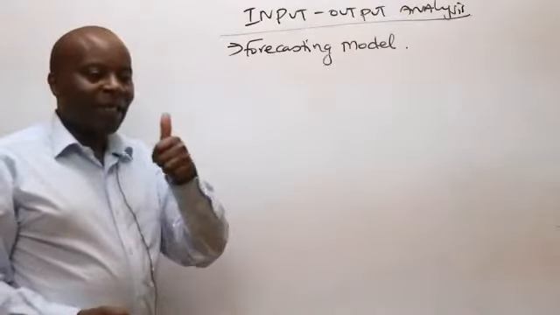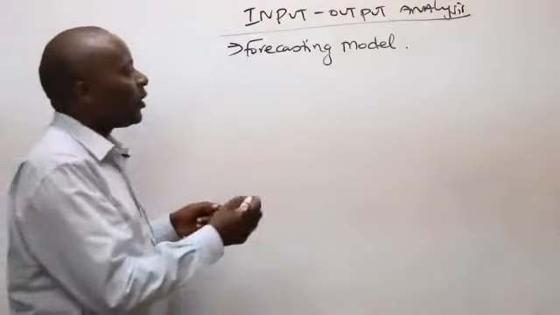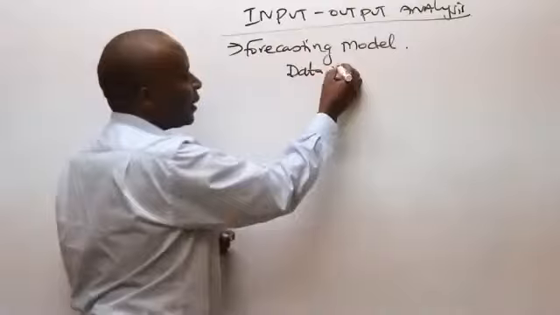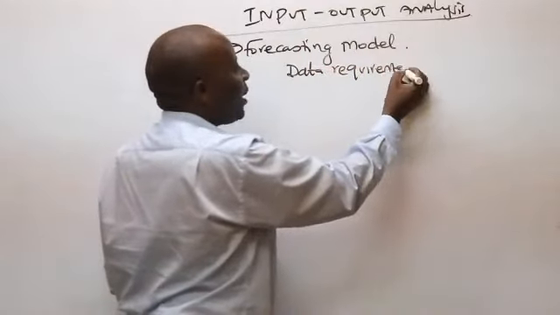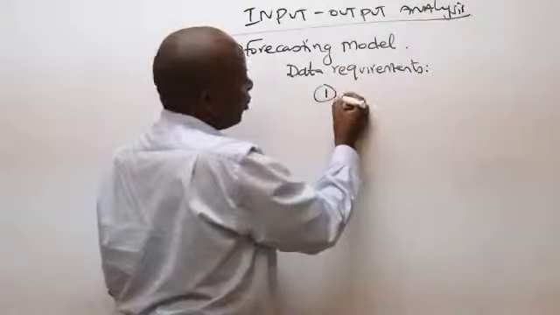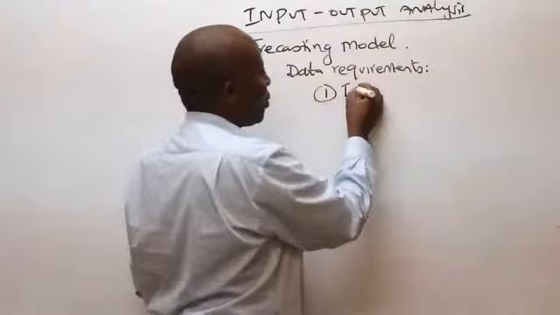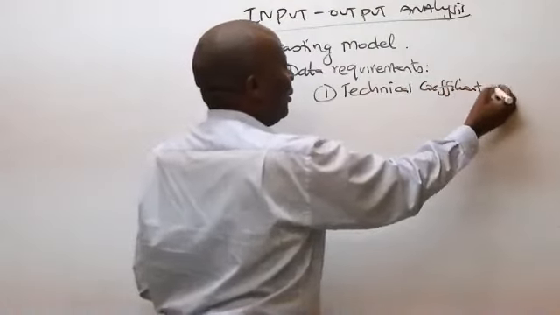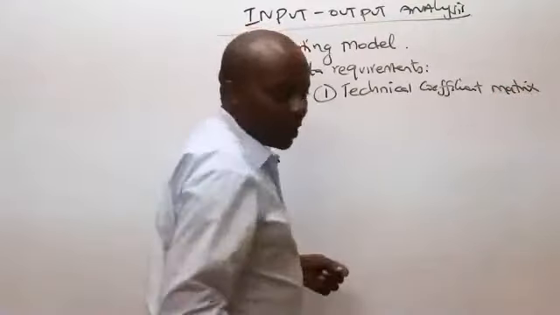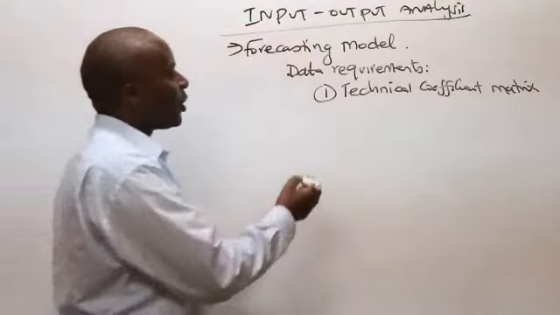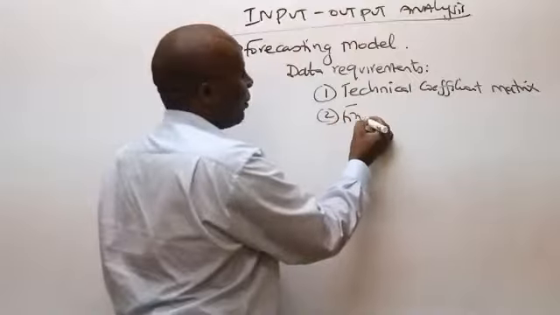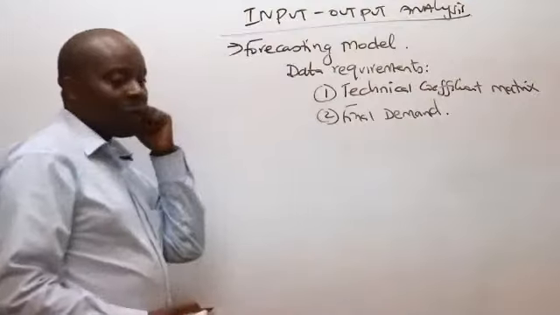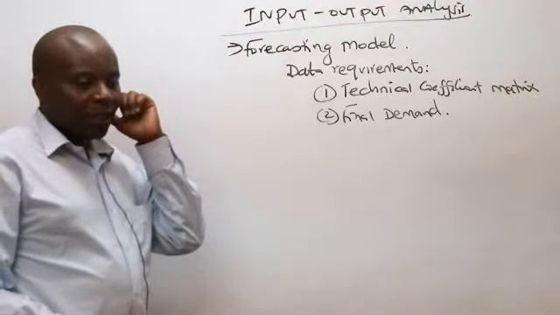Normally, ladies and gentlemen, you'll be given two things. The data requirements for you to be able to predict: number one, you need what we call the technical coefficients matrix. And number two, you need what we call the final demand. So you need the technical coefficients matrix, and then the final demand.